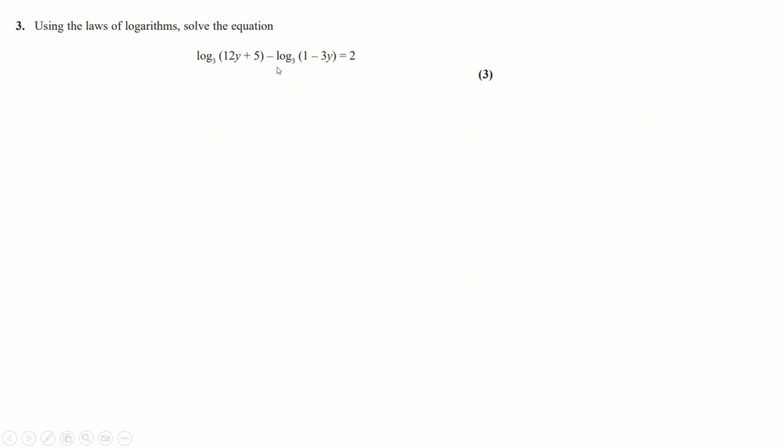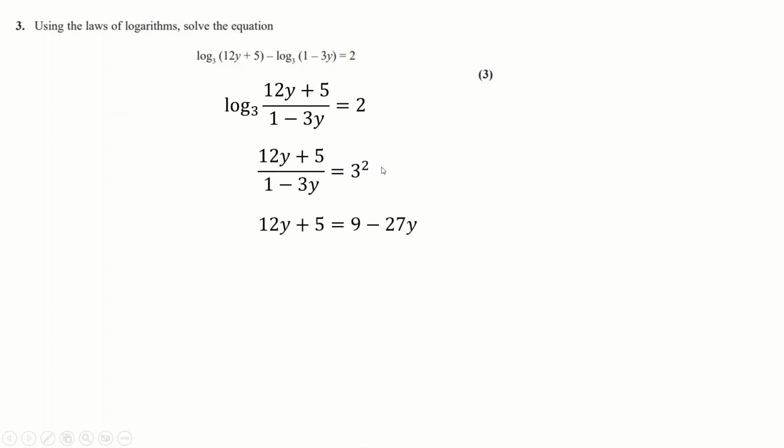Here we just need to follow log laws. When we're taking away two logs, we do this one divided by this one. So we'll have this, then of course we can raise both sides to the power 3 to remove this log and get 3 squared over here, which is 9. We can then multiply that over there and times both these things by 9. We can then of course just solve this using some year 7 maths.